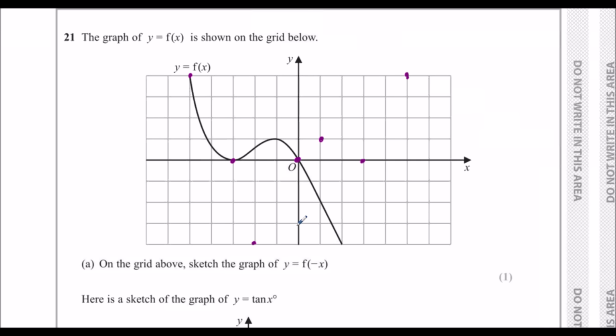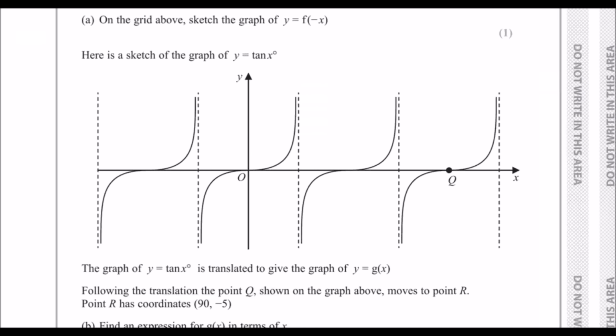We can say that this is a reflection in the y-axis. So when the minus is inside the bracket, it's a reflection in the y-axis. When the minus is in front of the f, it's a reflection in the x-axis. So let's just join up these points. And there is our graph.